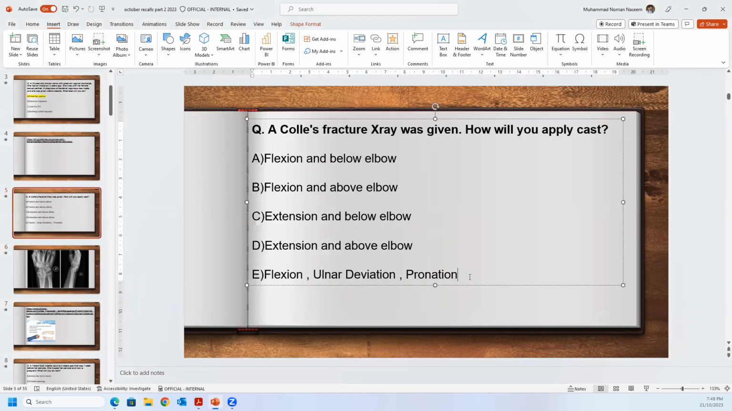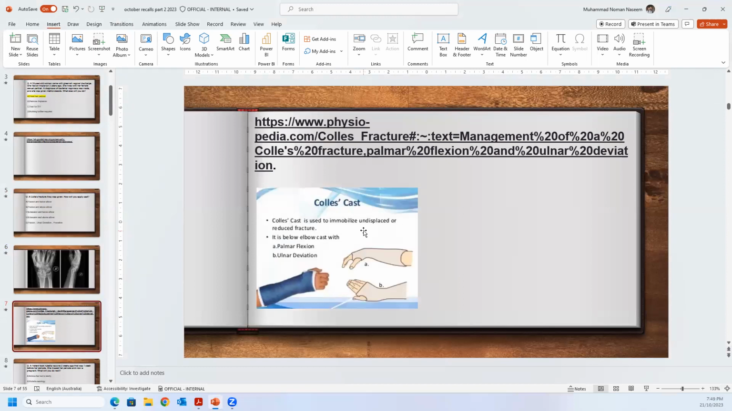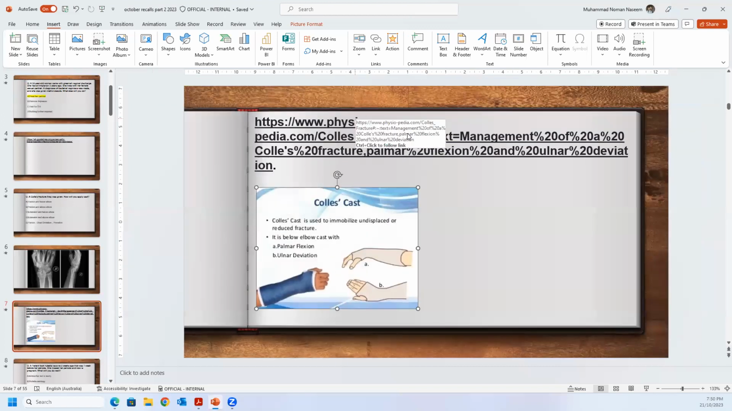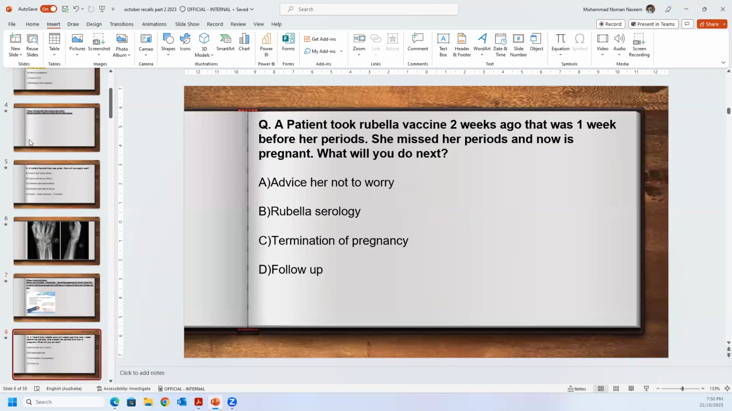Whenever we have a Colles fracture, we flex, ulnar deviate and pronate the hand, and then we apply the cast that way. So look at this one. It's just like you're about to shake somebody's hand. Flexion at the wrist, ulnar deviation, and a bit pronated. This is the way. And it's always below the elbow. You guys can read about the Colles fracture from this, but I'm not going to go into that much detail. All right, next question.